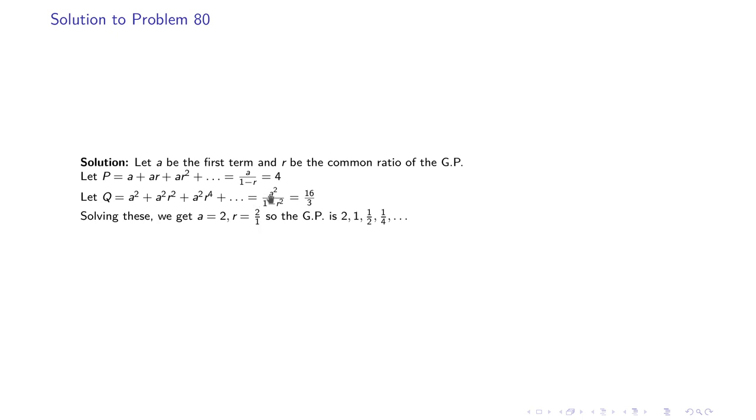If you ask me how I would solve it, I will square the first equation and then divide them. So A² will get cancelled, which will leave a quadratic equation in R, and that's how we can find R. So R would be 1/2, and the first term would be 2, so the GP would be 2, 1, 1/2, 1/4. With this we come to the end of problem number 80 of geometric progression.